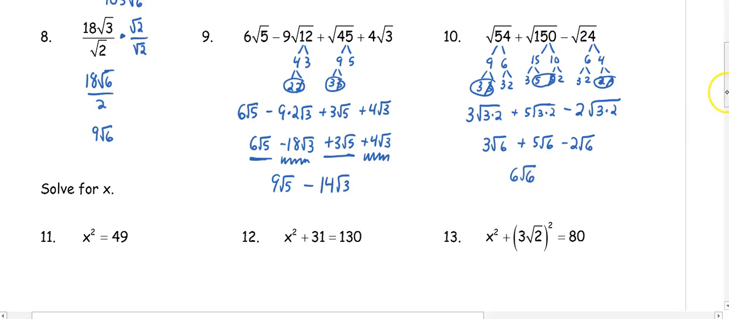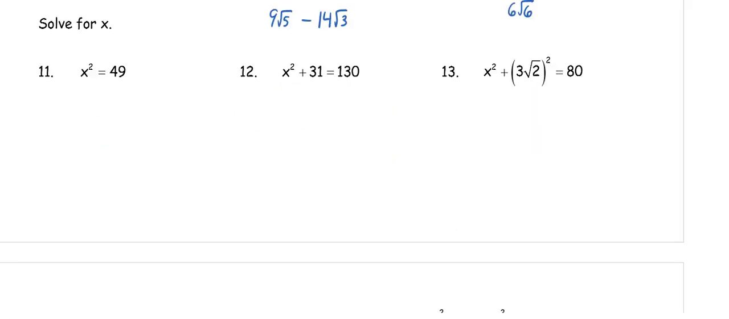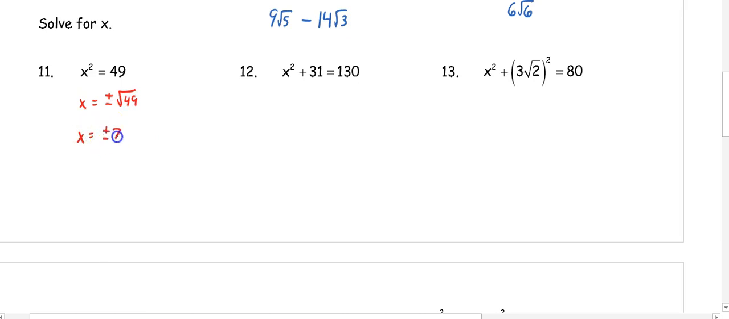Now let's move on to a different topic. We are solving for x. So in these problems, we have a squared term, and then we have constants. So we need to solve for x. So when you take the square root of both sides, which is the inverse to squaring, we need to include a plus or minus sign with our roots. Now we know the square root of 49 is 7, so we would have x equals plus or minus 7.